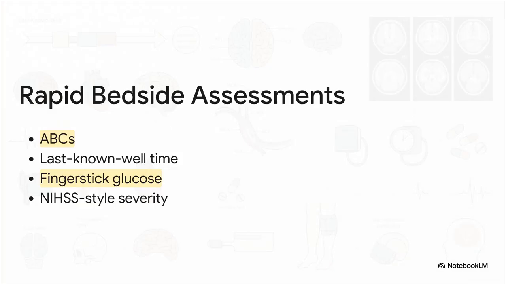So your patient is here. First things first, check those ABCs. Then you need to nail down the exact last known well time. This is huge for treatment windows later. Grab a fingerstick glucose right away to rule out hypoglycemia, because that can totally mimic a stroke. Get a baseline severity using an NIHSS-style exam. And don't forget to rapidly screen for recent trauma or an initial seizure and grab that blood pressure. Keep an eye out for headache, vomiting, or fever too.